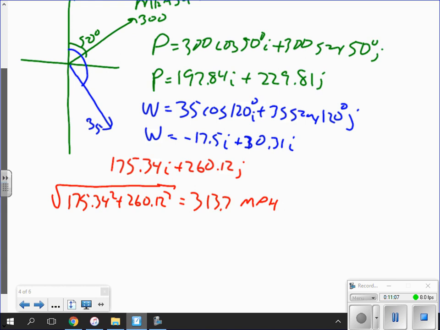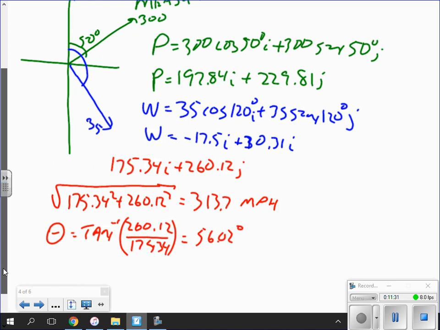So it's actually traveling faster than it is because it's being pushed a little bit. However, it's not being pushed on its direct course. The angle it's at is the inverse tangent of 260.12 over 175.34, and we get an angle of 56.02 degrees. So it's off by 6 degrees, but moving faster than it was trying to. Easy peasy.